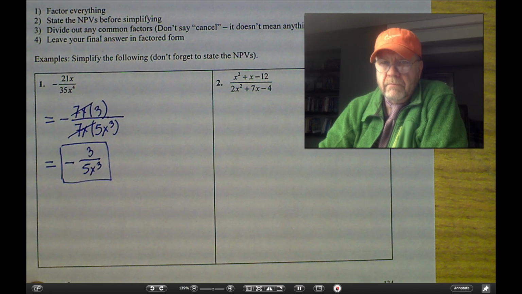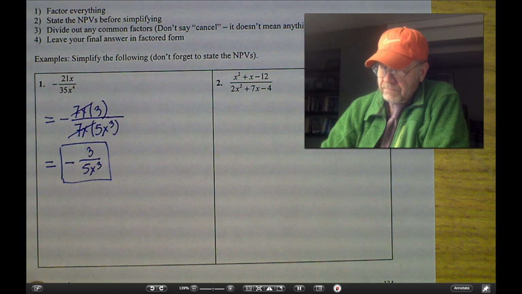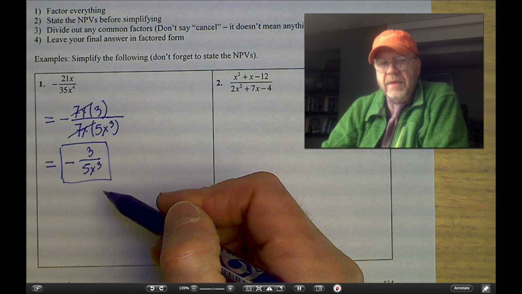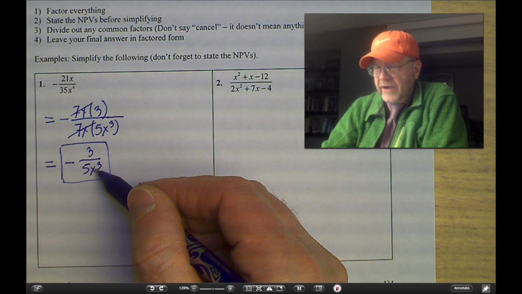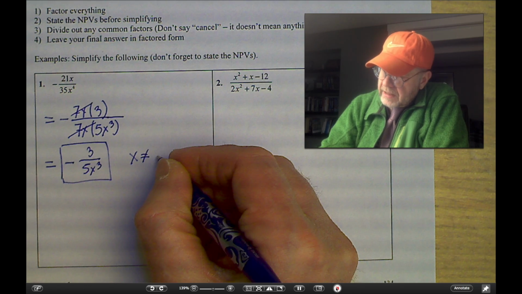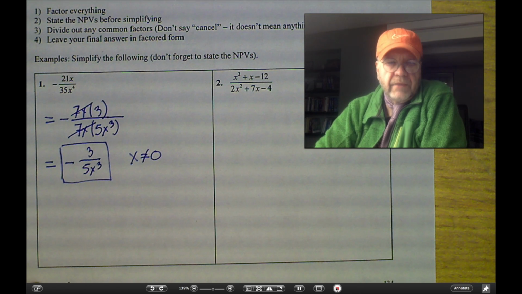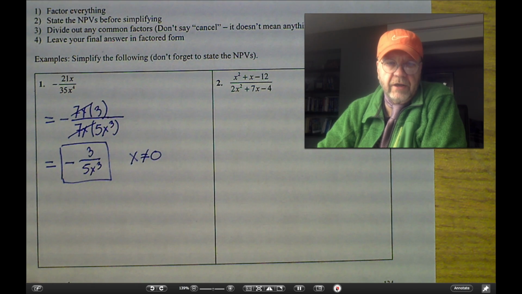Cool. Any restrictions? Any non-permissible values? Well, what value of x would make the denominator equal to 0? The only value I see for x would be 0 itself. So x may not be equal to 0. There's your NPV: the simplified expression and the non-permissible value.